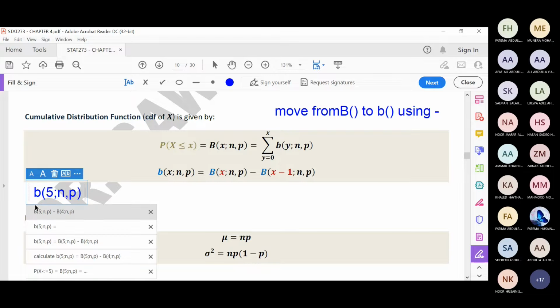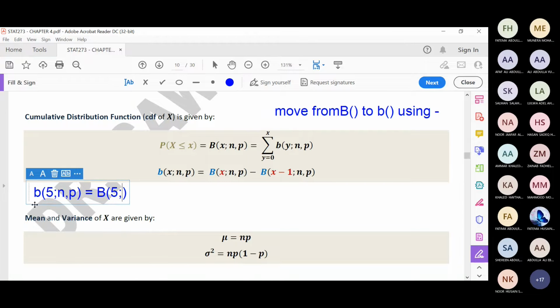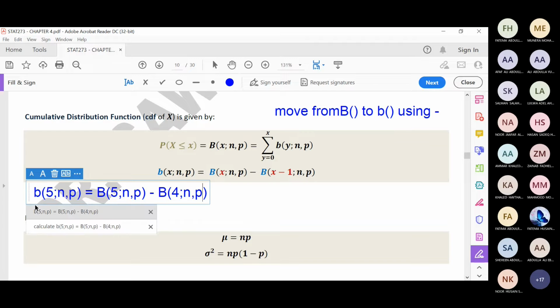يعني شو احتمال إن يكون عندي اللي يطلع 5 number 5. To get this, I can take it from capital B at 5, the same number, of course, with the same n and p, but I need to subtract it from capital B for the number before it, which is 4 in this case, with the same n and p.